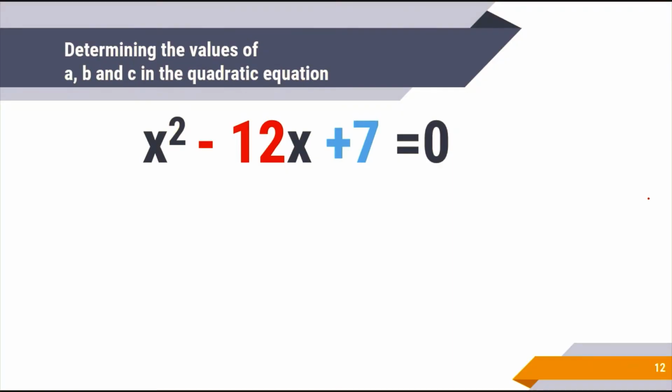Next, another example, we have x squared minus 12x plus 7 is equal to 0. So, again, a is the numerical coefficient of x squared. So, tingnan natin sa x squared. Pero automatic na, kapag walang number dyan, hindi yan 0. Hindi yan 0. Kasi kapag yan yung naging 0, wala na tayong term na x squared. So, therefore, the value of a is 1.